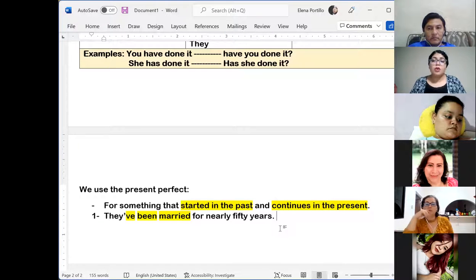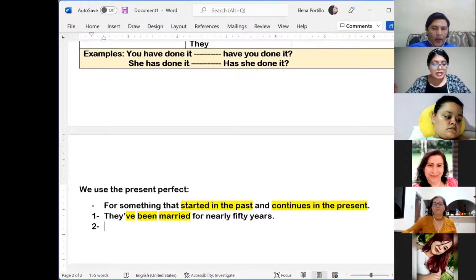Cosas que pasan o que ocurrieron en el pasado, pero que todavía suceden. En este caso, ¿verdad? Personas que se casaron hace 50, 40, 30, 20 años, pero siguen estando casados. That's one of the examples.